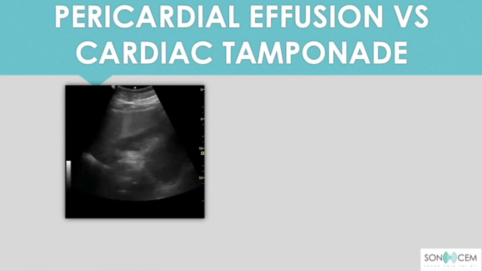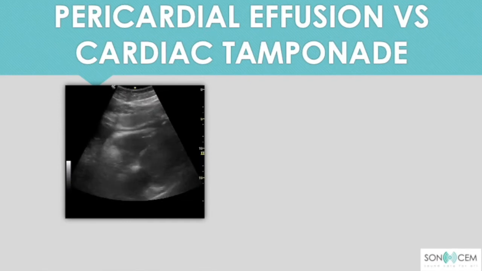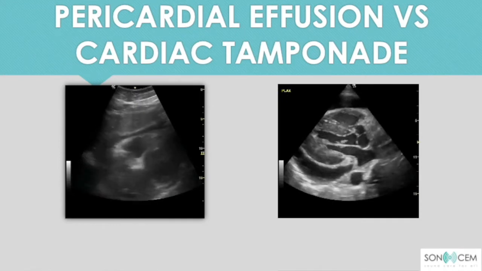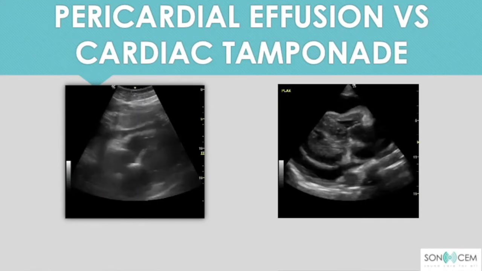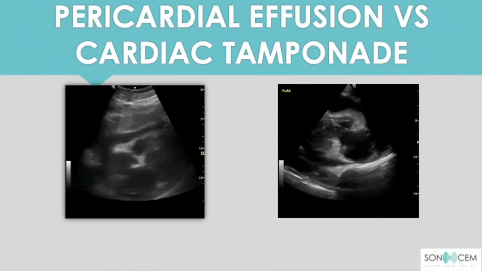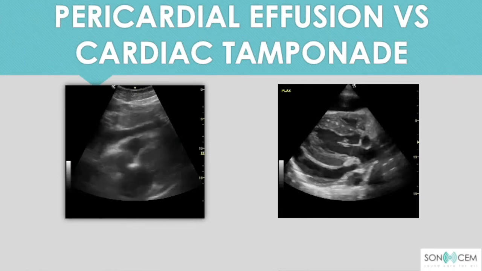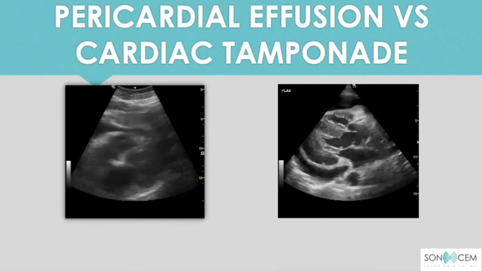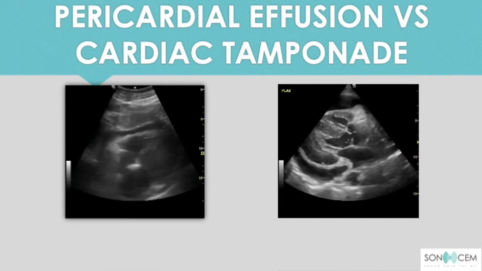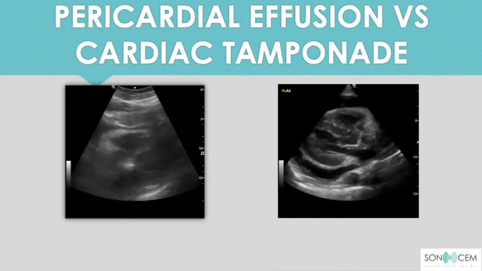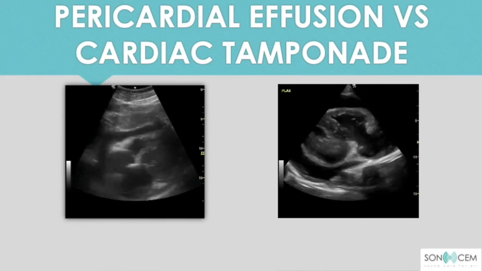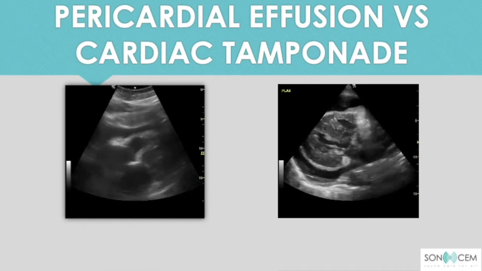Okay. Pericardial effusion and cardiac tamponade. How to differentiate? The quick way is whenever there is pericardial effusion, you can pause the clip and scroll back until you see the AV valve open. Why do we have to see the AV valve open? The AV valve open is during diastole. Then you check whether the RV is collapsed or not. If it is collapsed, then it is in tamponade.